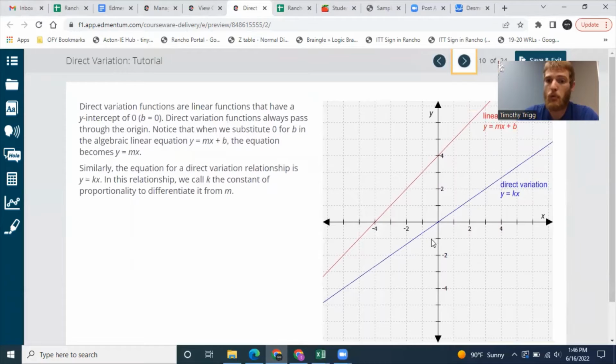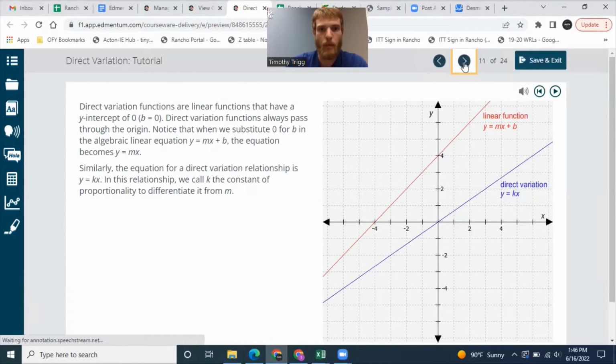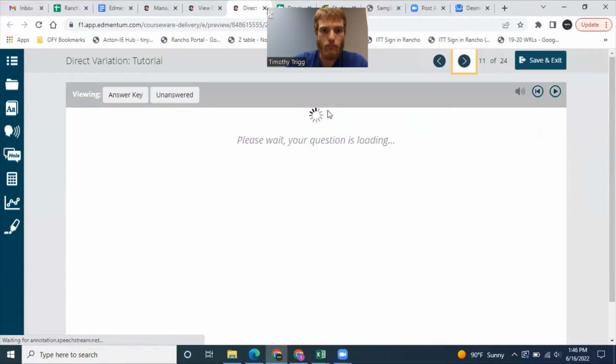So that's why this blue line is direct variation, but this red line is not direct variation, because the red line, you can see here, its y-intercept is 4. But this one, the blue line is direct variation. Its y-intercept is 0. So direct variations are always lines that have a y-intercept of 0. So that's kind of key. Let's go ahead and move on.